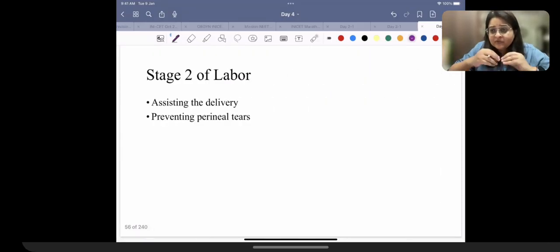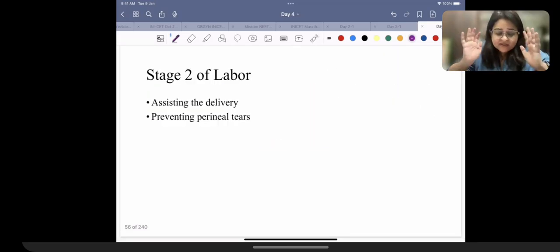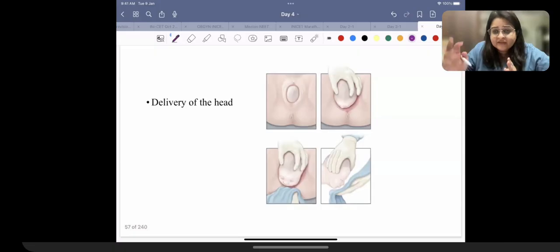Okay? Now coming to stage 2 of labor, the patient has become fully dilated. You take her to the second stage labor room, right? Prepare her for delivery. Okay, 40 to 45 seconds. 4 to 5 contractions lasting for 40 to 45 seconds in 10 minutes. We check the contraction for 10 minutes. What is the second stage of labor?